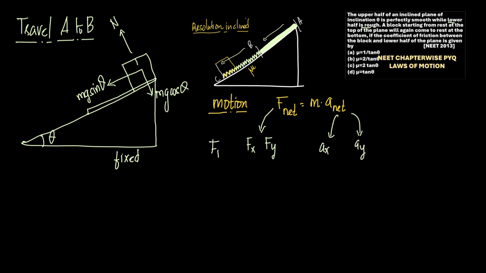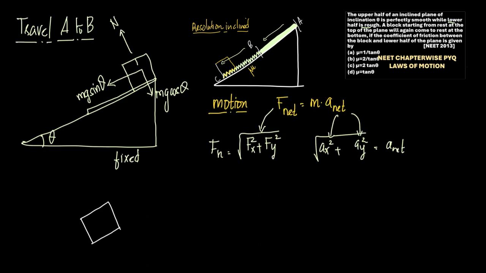So what is F net? F net is equal to root of Fx square plus Fy square. Similarly, what is A net? A net is equal to root of Ax square plus Ay square. Okay, so this is something we need to understand. Now let us see what are the forces acting on the body here.